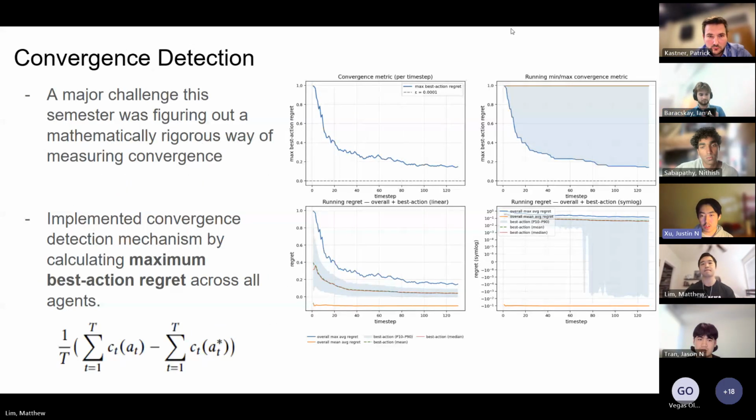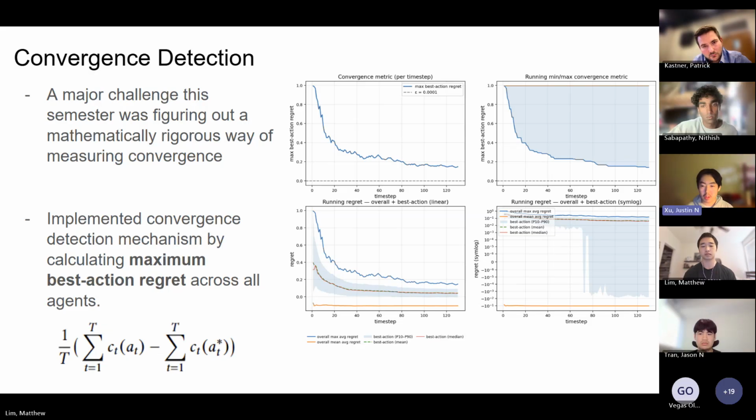So moving on to convergence detection. This was another one of the major issues that we faced this semester, which was figuring out how to properly calculate and determine whether or not our simulation has converged. So for a little bit of background, Matthew explained earlier that we have agents that move around in our simulation. And so when we talk about convergence, what we mean is that the overall distribution of agents across the geography is relatively stable over time, so it doesn't change significantly. And so we had to find a mathematically rigorous way of determining this.